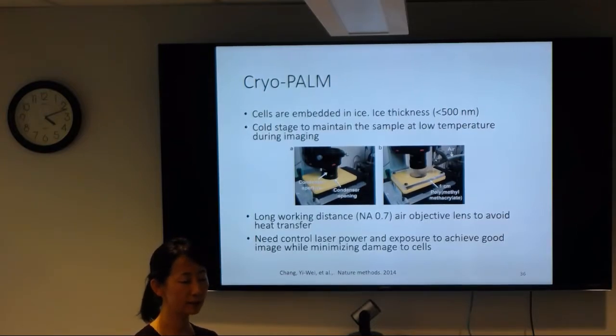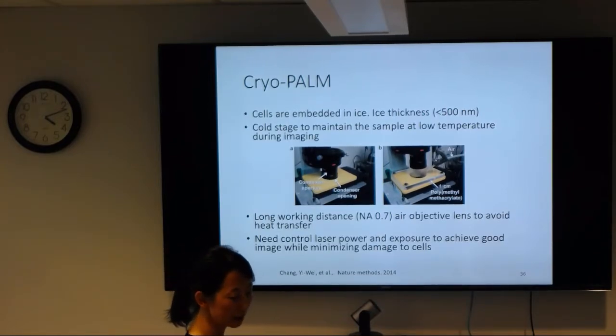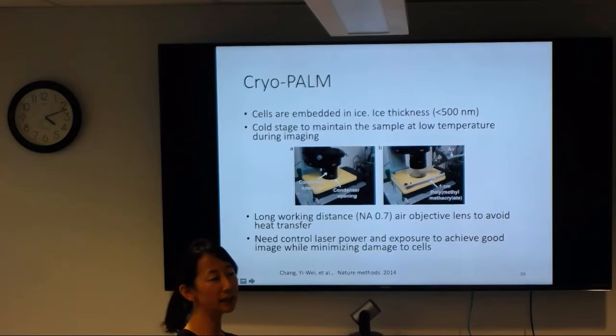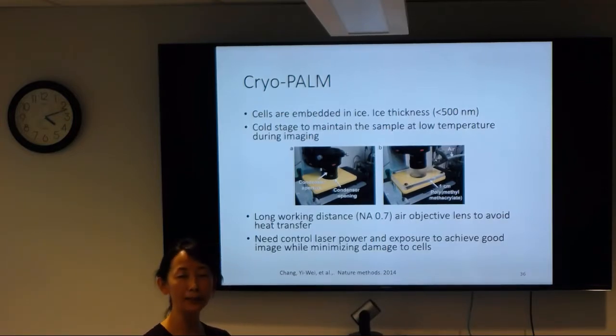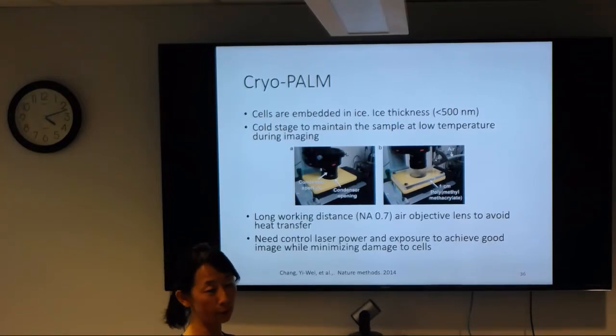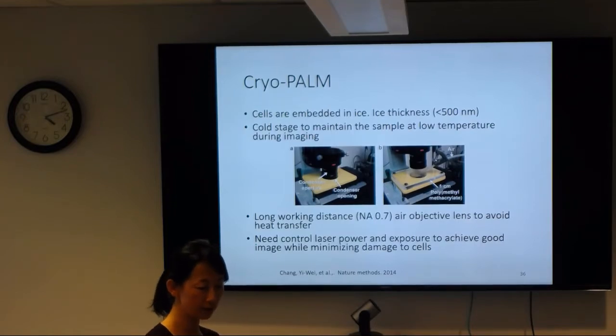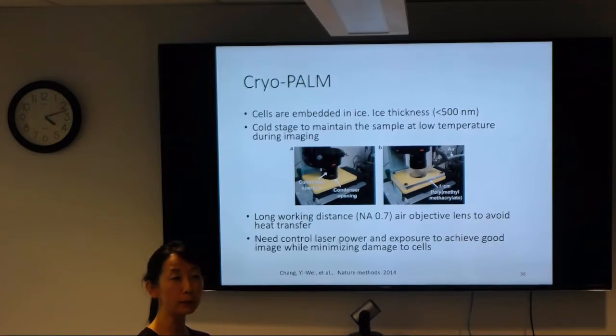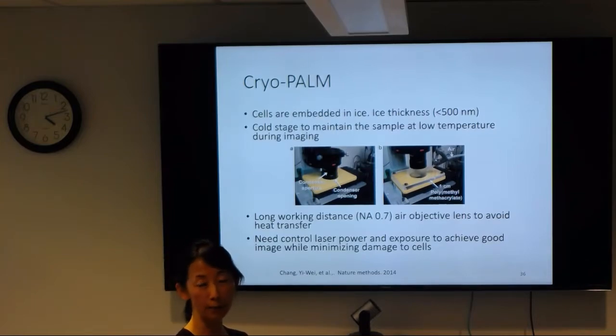This is one of the supplementary figures from that manuscript. They show you what they did to the cryo stage. Basically, it's a PALM microscope with a very special liquid nitrogen cooled cryo stage, so that you can keep the sample at liquid nitrogen temperature during the imaging process. And because the sample is kept at very low temperature, you have to make sure the working distance of the objective is long.